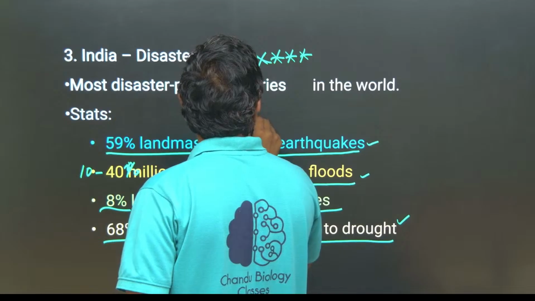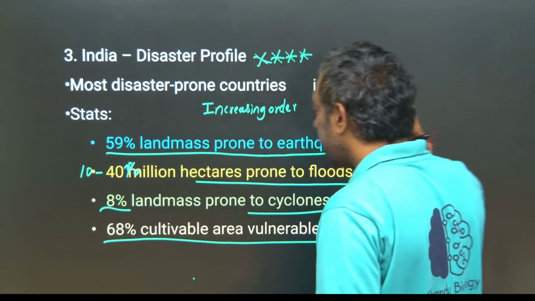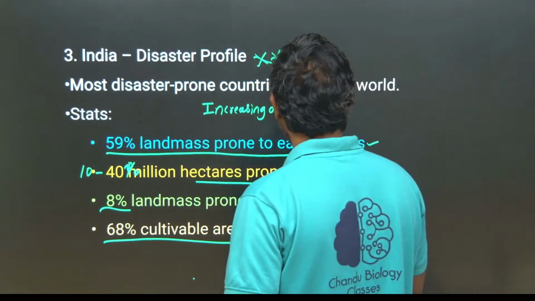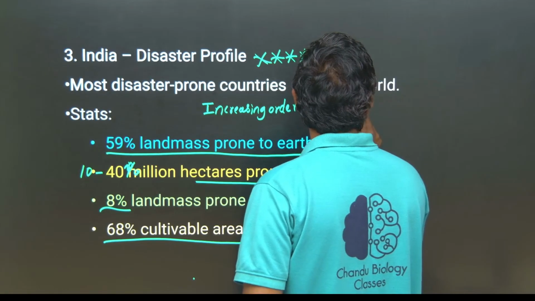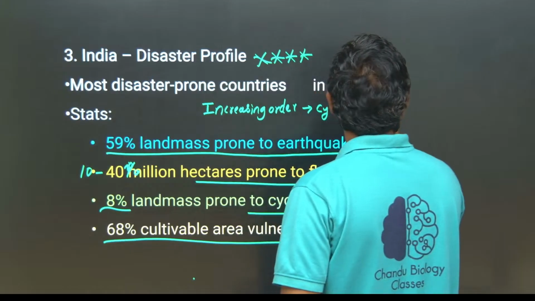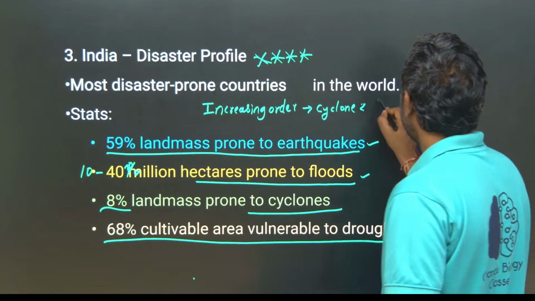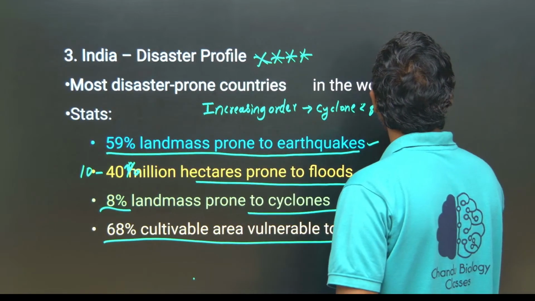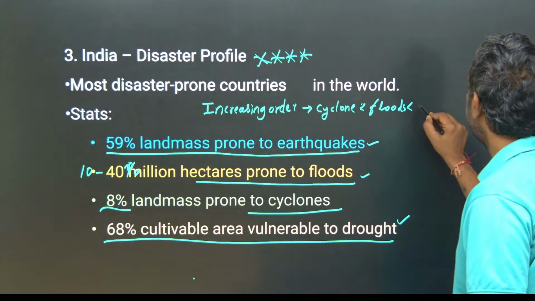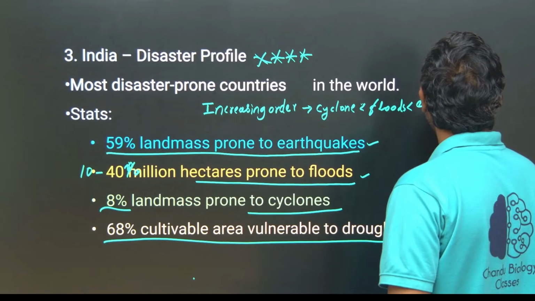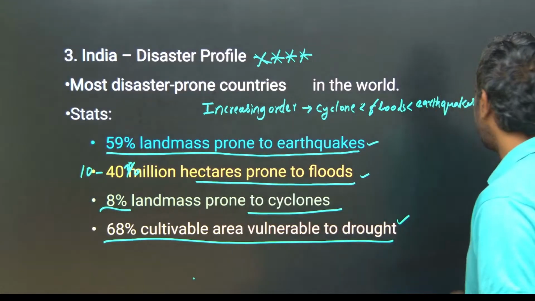Increasing order: first is cyclones. After that, floods. After that, earthquakes. After that, drought.